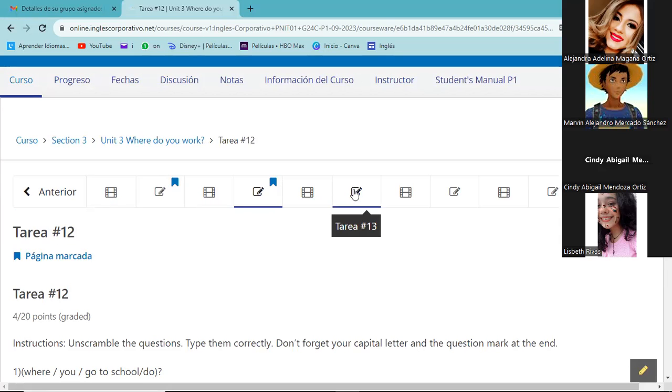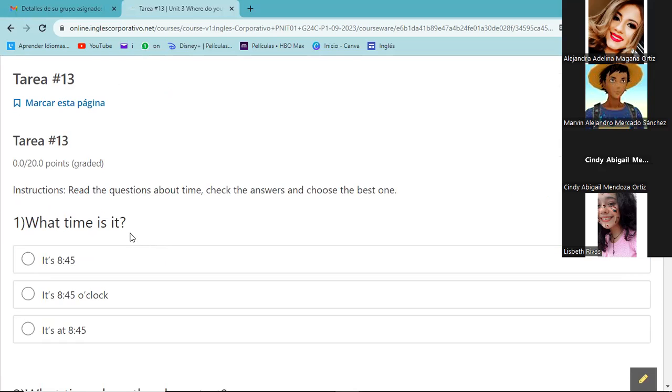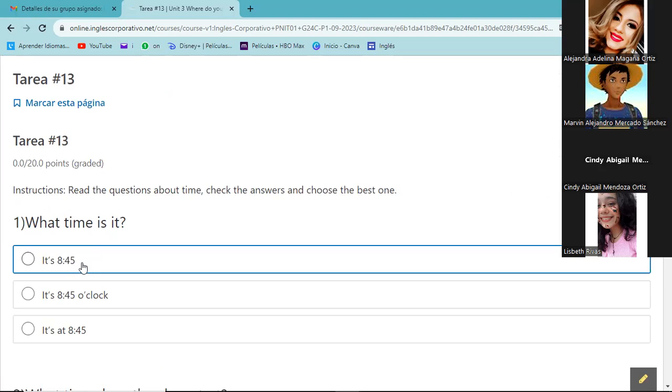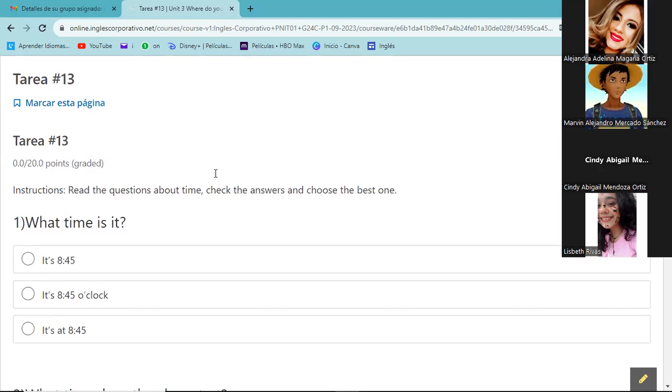La tarea 13 de ayer era con relación al tiempo. What time is it? It's 8:45. It's 8:45 o'clock. Or it's at 8:45. ¿Cuál sería la respuesta correcta? Ok. ¿Cuál sería la respuesta correcta?